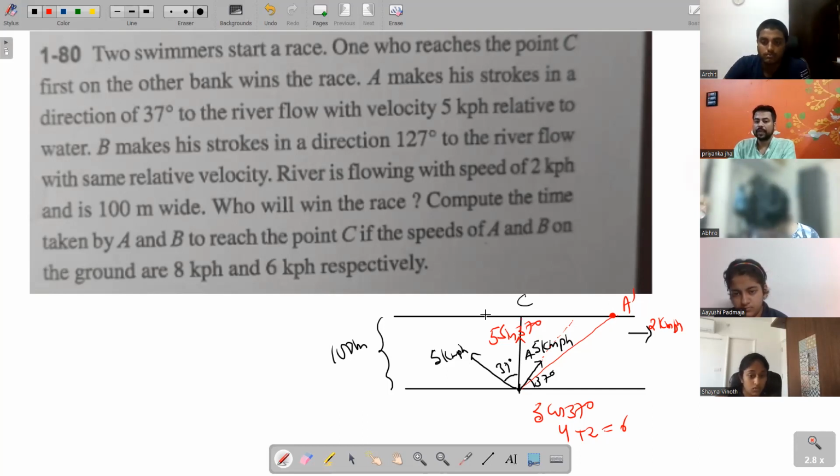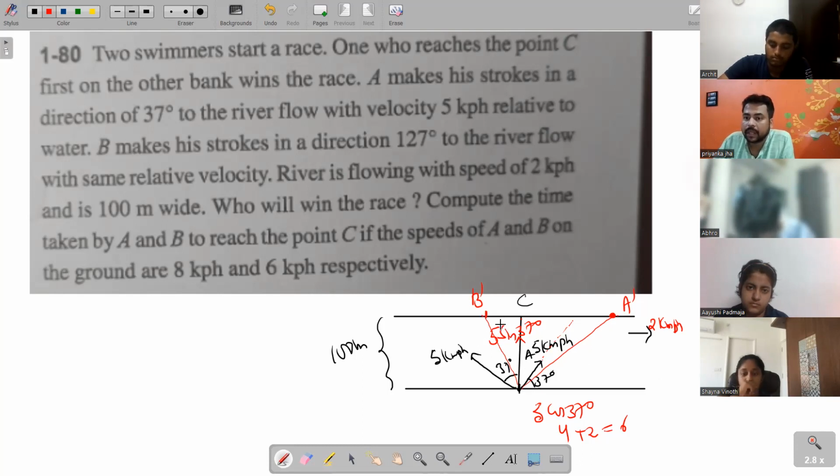And B will come somewhere here, B dash, because he started at this angle. So definitely the river will drag him to the right. He will come in this direction at some angle theta. Then B will reach over here and then run towards C. Now you have to find the total time taken by A and by B. Total time taken by A means time to cross the river and then to reach from A dash to C.